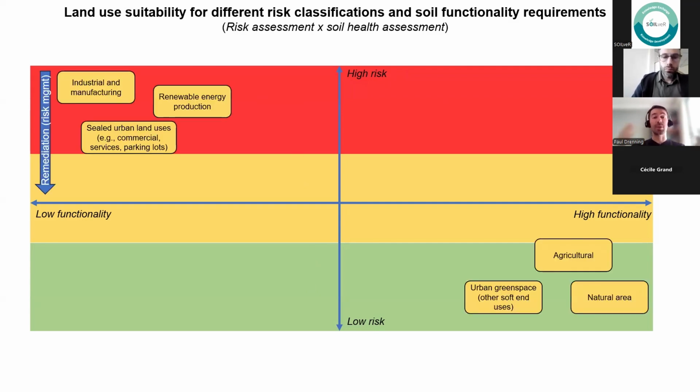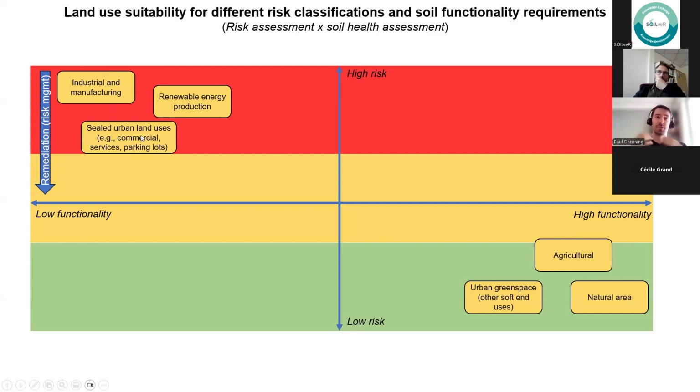So here for a few example land uses, considering the compatibility for these different risk and functionality situations. If you look in the top left here, with a relatively high risk site and maybe low functionality, your typical industrial, maybe soiled land uses, like an industrial manufacturing site or even just a parking lot.